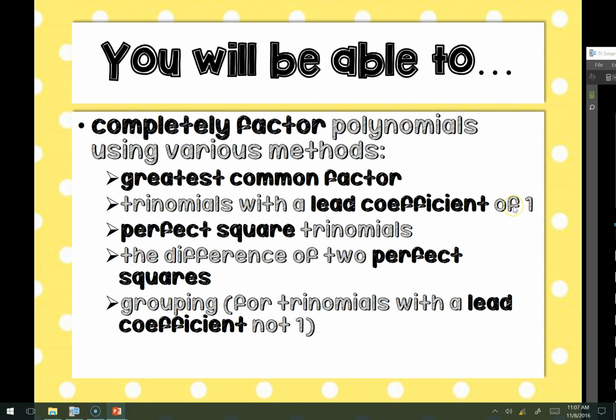We are going to look at some special trinomials, perfect square trinomials and also the difference of two perfect squares. And then we are going to factor by using a method called grouping. This is going to be used for trinomials where you have a lead coefficient that is not 1. So usually it's a number whose absolute value is greater than 1, 2 or 3, that kind of thing.